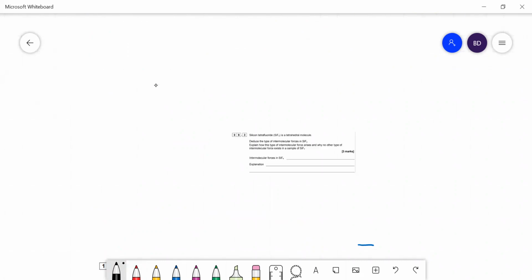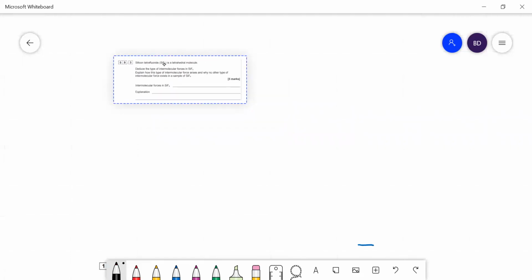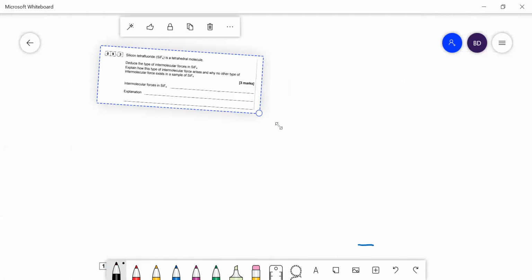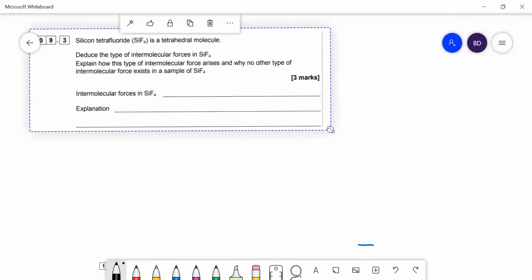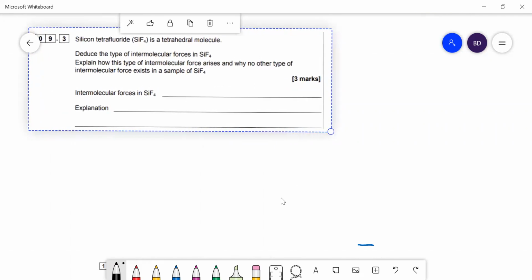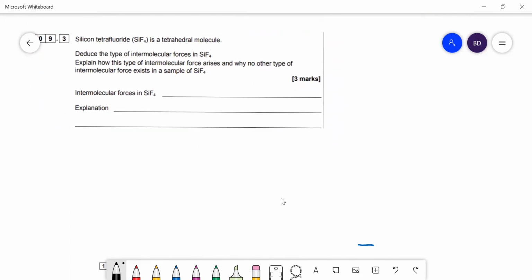A 3-mark question. Right, here we go. Silicon tetrafluoride is a tetrahedral molecule. Deduce the type of intermolecular forces and explain how this kind of intermolecular forces arise and why no other type exists in SiF4. Okay, so SiF4 is like this. It's tetrahedral. It's showing it in 3 dimensions, and that's really important because it's symmetrical.